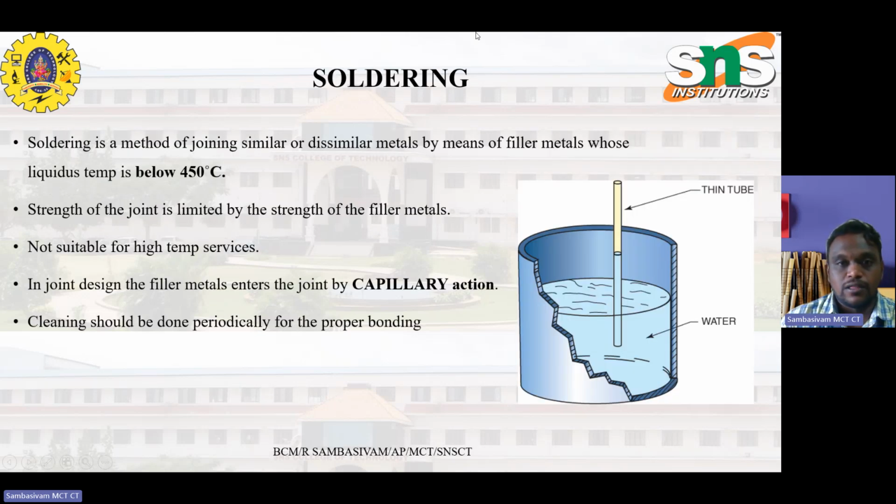This was an overview of the various welding processes and the development of the process.